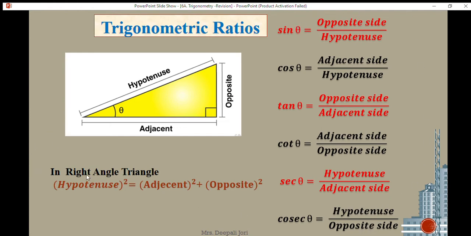And in right angle triangle, we all know that hypotenuse square is equal to adjacent square plus opposite square. What is that? This is the formula of which, yes, we know that it's Pythagoras theorem. Hypotenuse square is opposite square plus adjacent square.